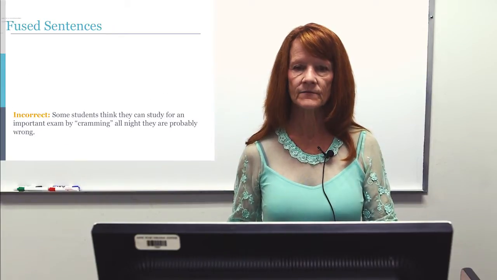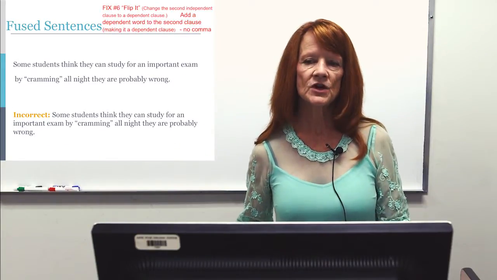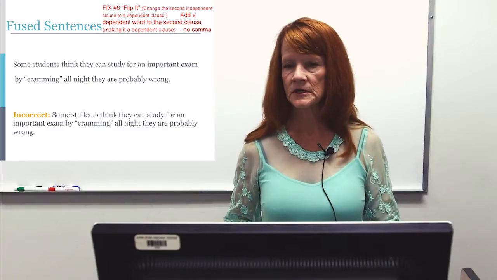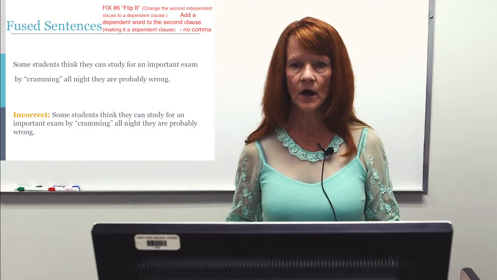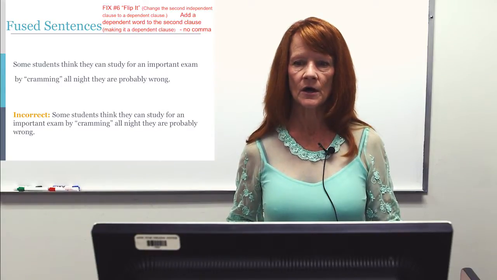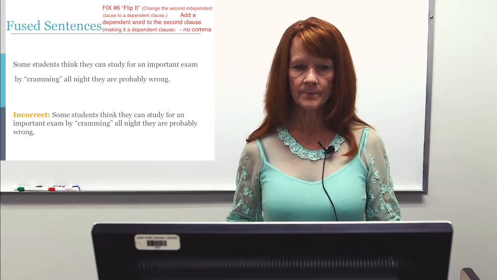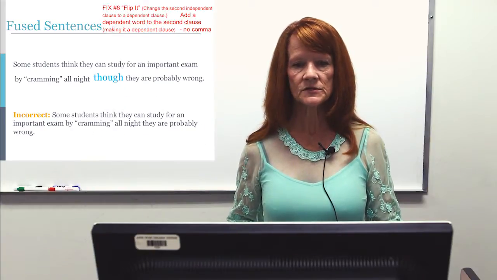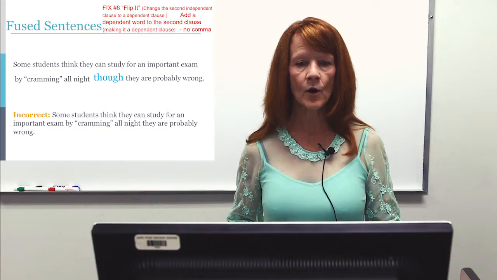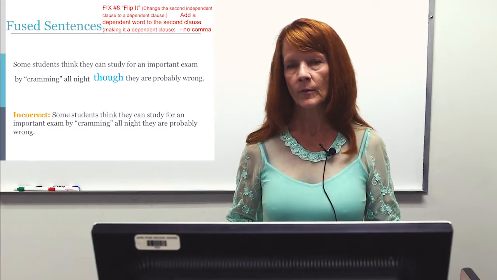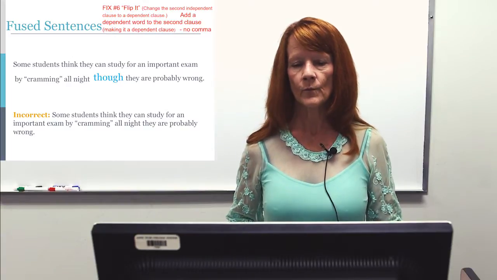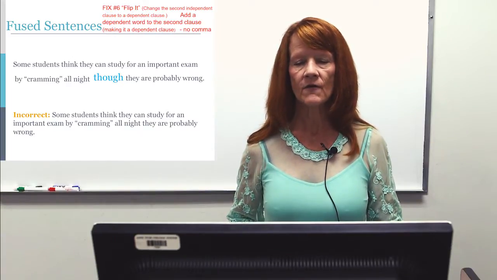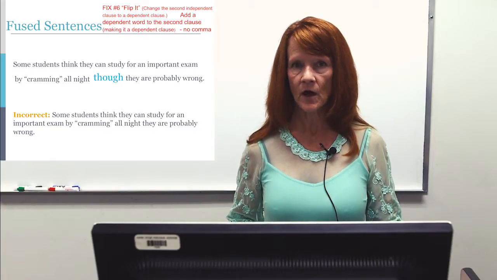Same sentence yet again, fix number six. You can change the second independent clause to a dependent clause too. Add a dependent word to the second clause, making it a dependent clause, but no comma this time. For example, some students think they can study for an important exam by cramming all night, though they are probably wrong. Note that there's not a comma in front of the word though. When the dependent clause follows the independent clause, the comma is not necessary.